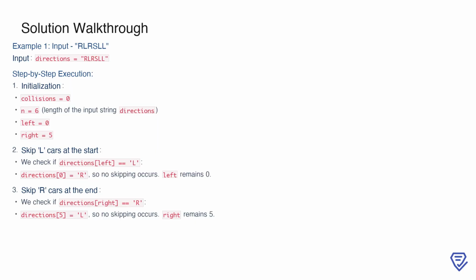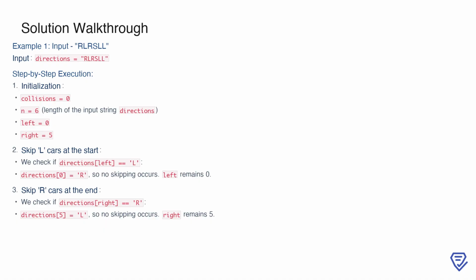To solve this problem, we start with the input string RLRSLL, which represents the directions of cars on the road. First, we initialize some variables. Collisions is set to 0 to keep track of the total number of collisions, n is the length of the input string, left is initialized to 0 to begin at the start of the string, and right is initialized to 5, the last index in the string.